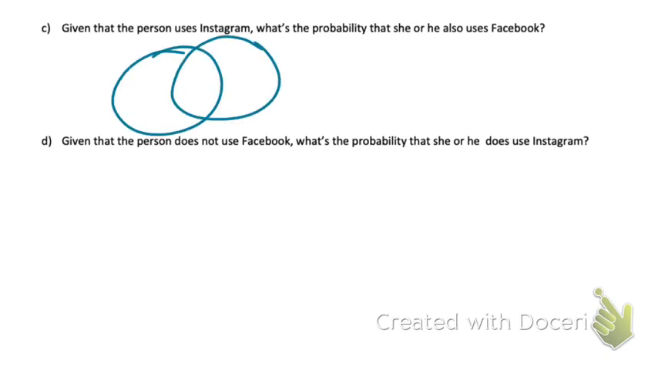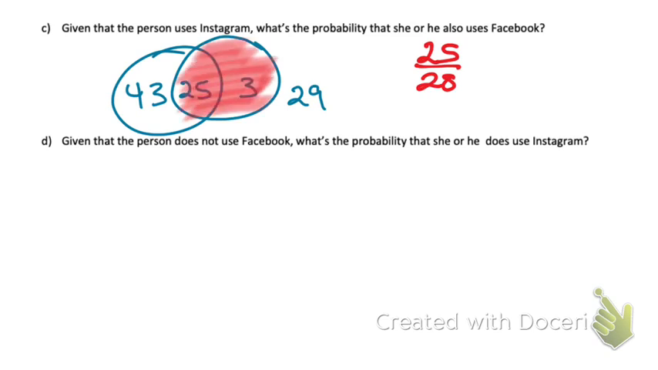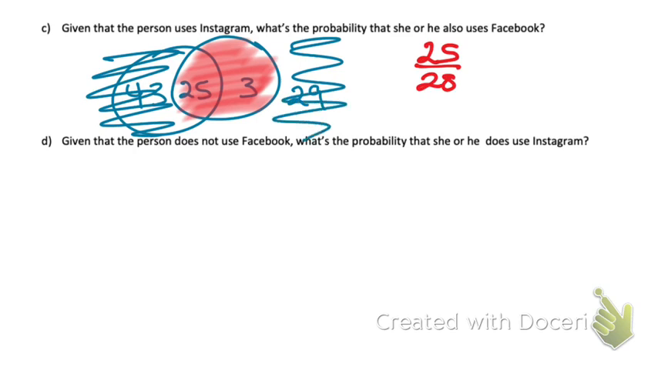Given that a person uses Instagram, what's the probability they also use Facebook? Okay, what are you thinking? 25 out of 28%. 25 out of 28. Does everyone agree with that? Okay, so given I'm in the Instagram circle, that is 28%, so that goes on the bottom. What is the probability of also Facebook? And that's the 25 in the middle. So 25 out of that total circle of 28. So basically what you are focusing in on goes on the bottom of the fraction, and then the other part goes on the top. All right, last one.